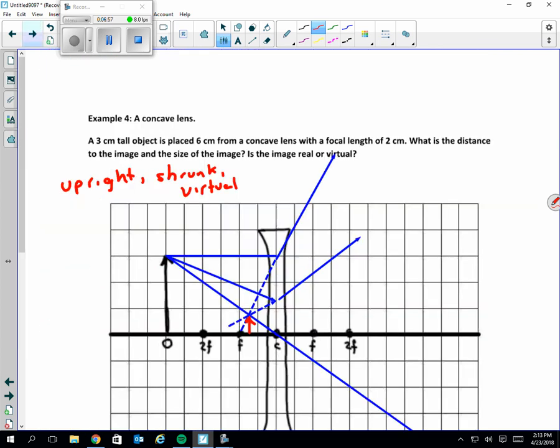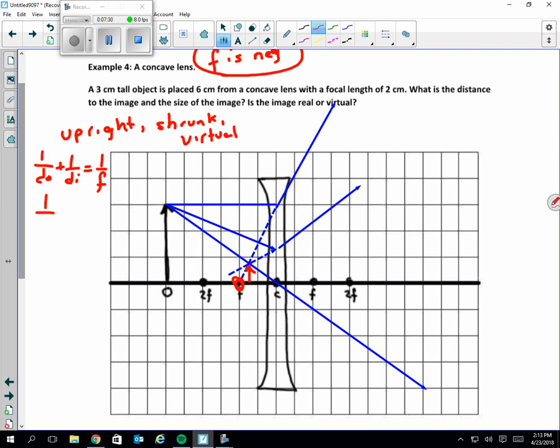Our last example is with the concave lens, the diverging lens. And I said when I introduced these way back at the beginning, for the diverging lens, the concave lens, the F is negative. One way to think of it is because we're using this focus back here on the left side, and left is negative in these diagrams. 1 over dO plus 1 over dI equals 1 over f. My distance is 6 plus 1 over dI is 1 over negative 2 for the focal length.